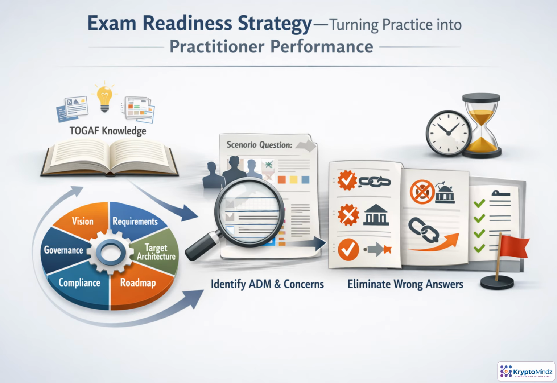Exam readiness is not just remembering TOGAF terms. It is applying a repeatable routine under time pressure. Scan the scenario for business context and trigger words. Locate the ADM phase and name the stakeholder concern: vision, requirements, target architecture, roadmap, governance, compliance, or change. Then test each option. Reject answers that jump into technical detail too early, bypass governance, ignore stakeholders, or break traceability. Answer clear questions first. Flag complex ones, and return with discipline. The goal is to choose the best TOGAF response, not the first plausible answer.